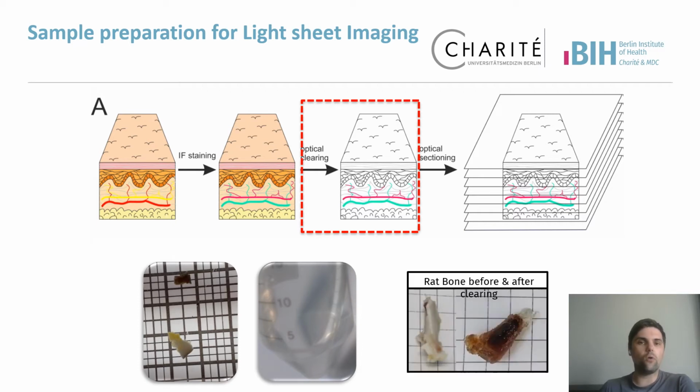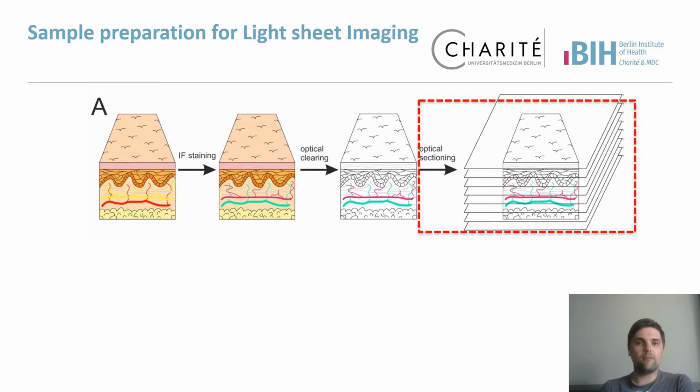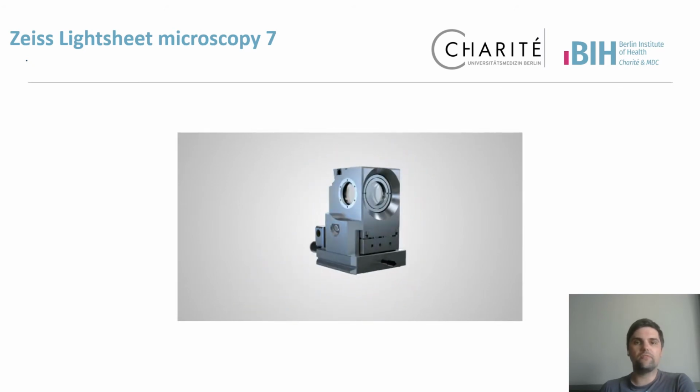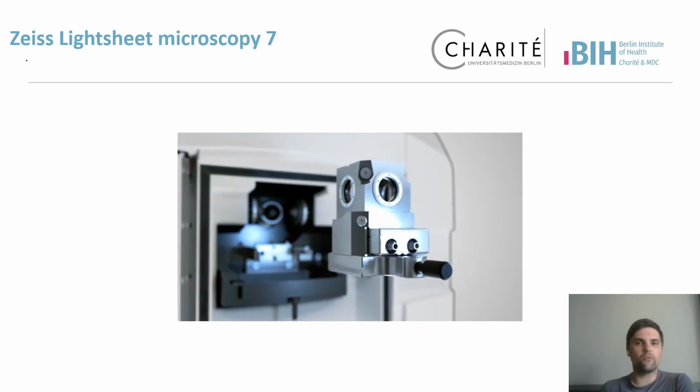And this works also for rat or human bone tissue, which is shown here on the left side before clearing, on the right side after clearing, and now you can see in this rat bone easily the blood cells. And finally, there is the optical sectioning. For this purpose, I've included a commercial video from Zeiss which illustrates the process really nicely.